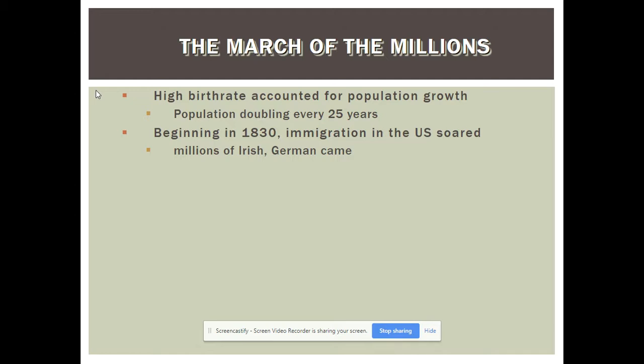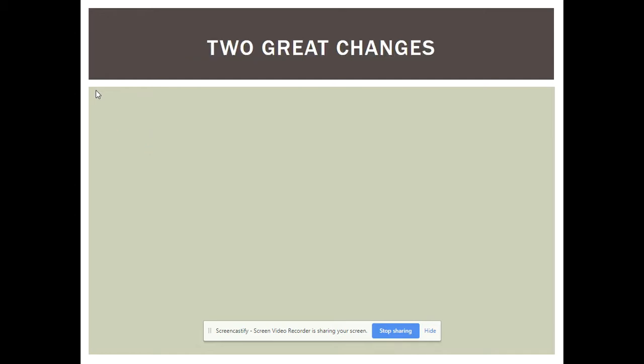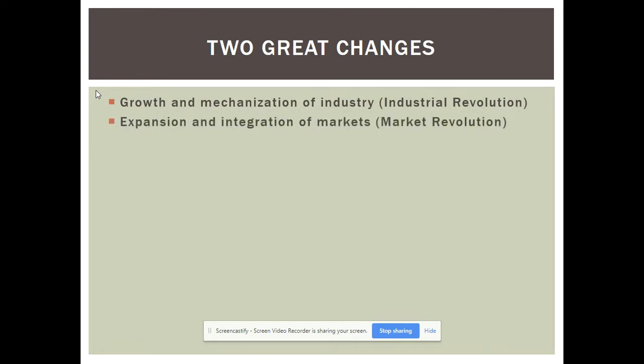Immigration is pouring in. It's what's crazy. As much as it pours in the first half of the 1800s, it's still not going to touch what it is going to do in the second half of the 1800s and the early 1900s till about 1920. It's crazy how many come. So two great changes. You have growth and mechanization of industry, which is Industrial Revolution, and then expansion, integration of markets.